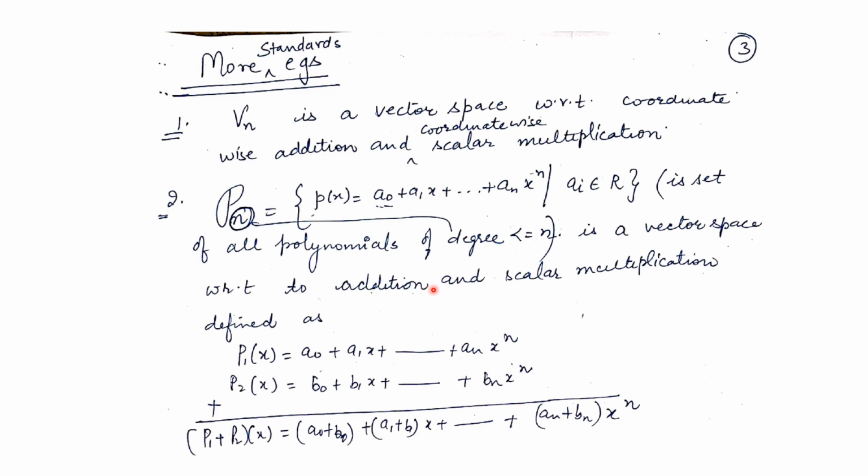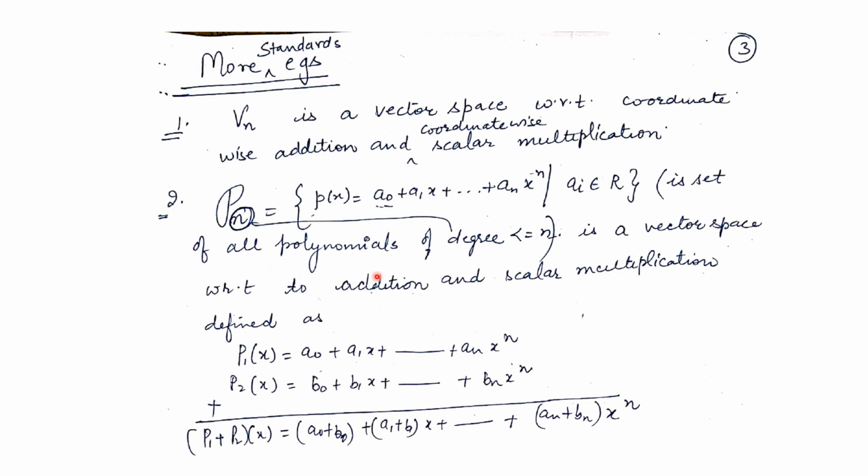Now see more examples of vector space. So this is clear. Vn represents a vector space with respect to the coordinate wise addition and coordinate wise scalar multiplication. One more set, this Pn, this symbol represents a set of all polynomials of degree less than or equal to n. So what is our Pn set? Pn set is a set of all polynomials of degree less than or equal to n. And this is also a vector space with respect to the addition and scalar multiplication.